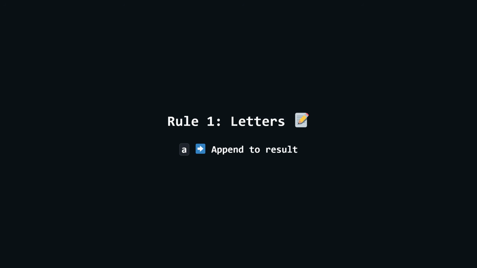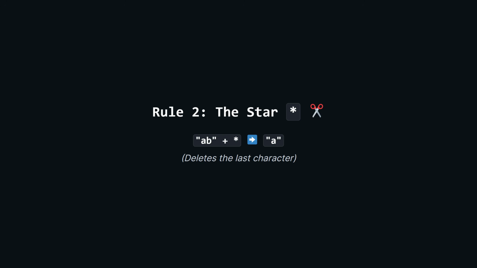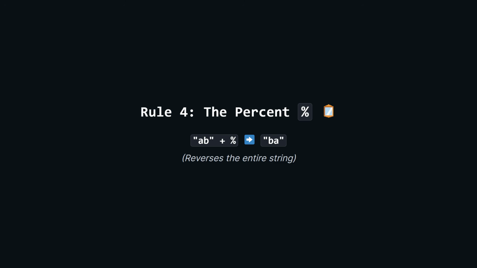The rules are pretty straightforward. If we see a normal lowercase letter, we just stick it onto the end of our growing result. If we see a star symbol, it acts like a backspace key. It chops off whatever the very last character of our result currently is. If we see a hash symbol, things get big quickly. We take our entire current string, duplicate it, and attach that copy right to the end. Finally, the percent sign tells us to take whatever string we've built so far and completely flip it backwards.